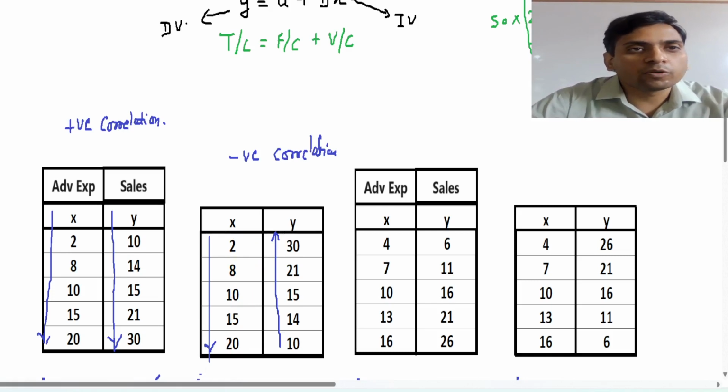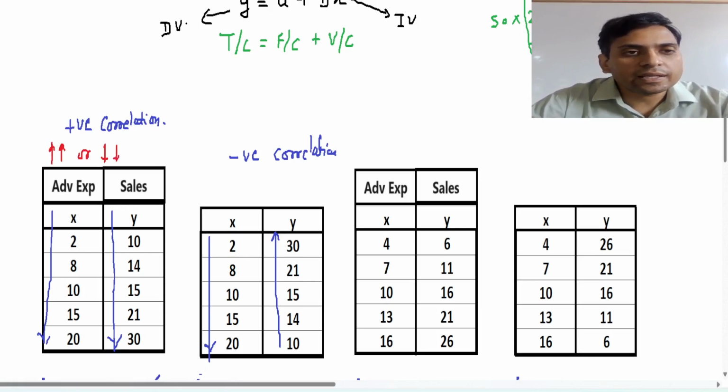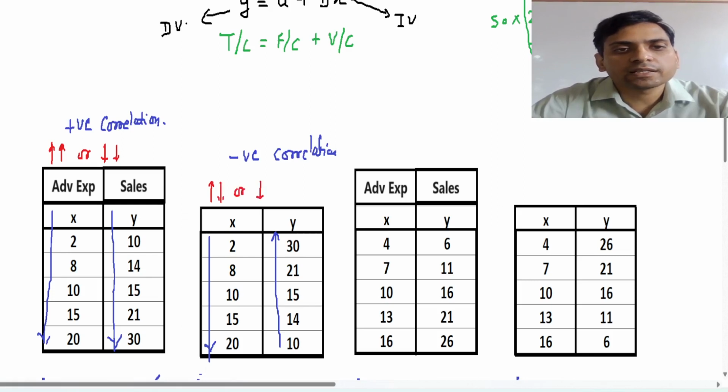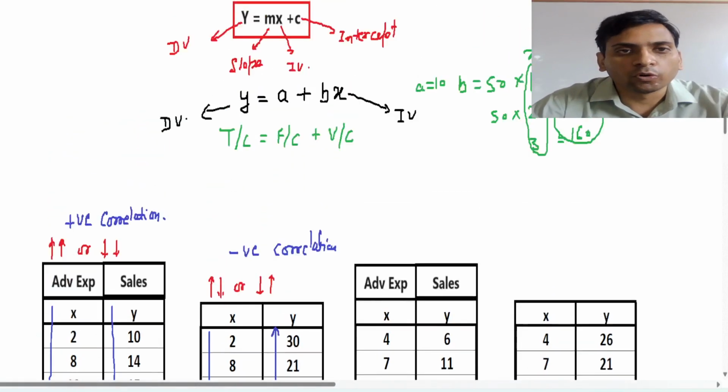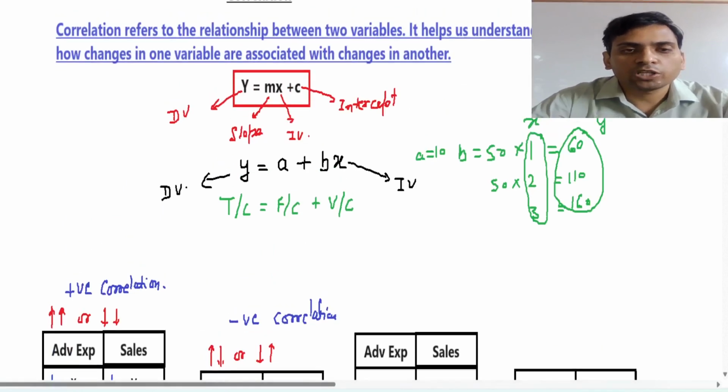So for positive correlation, if both variables are in the same direction, either increasing or decreasing, then there is positive correlation. And if one variable is increasing and the second variable is decreasing, or the reverse, the first variable is decreasing and the second variable is increasing, then there is negative correlation. So this is the main concept of correlation. Correlation may be positive, correlation may be negative.